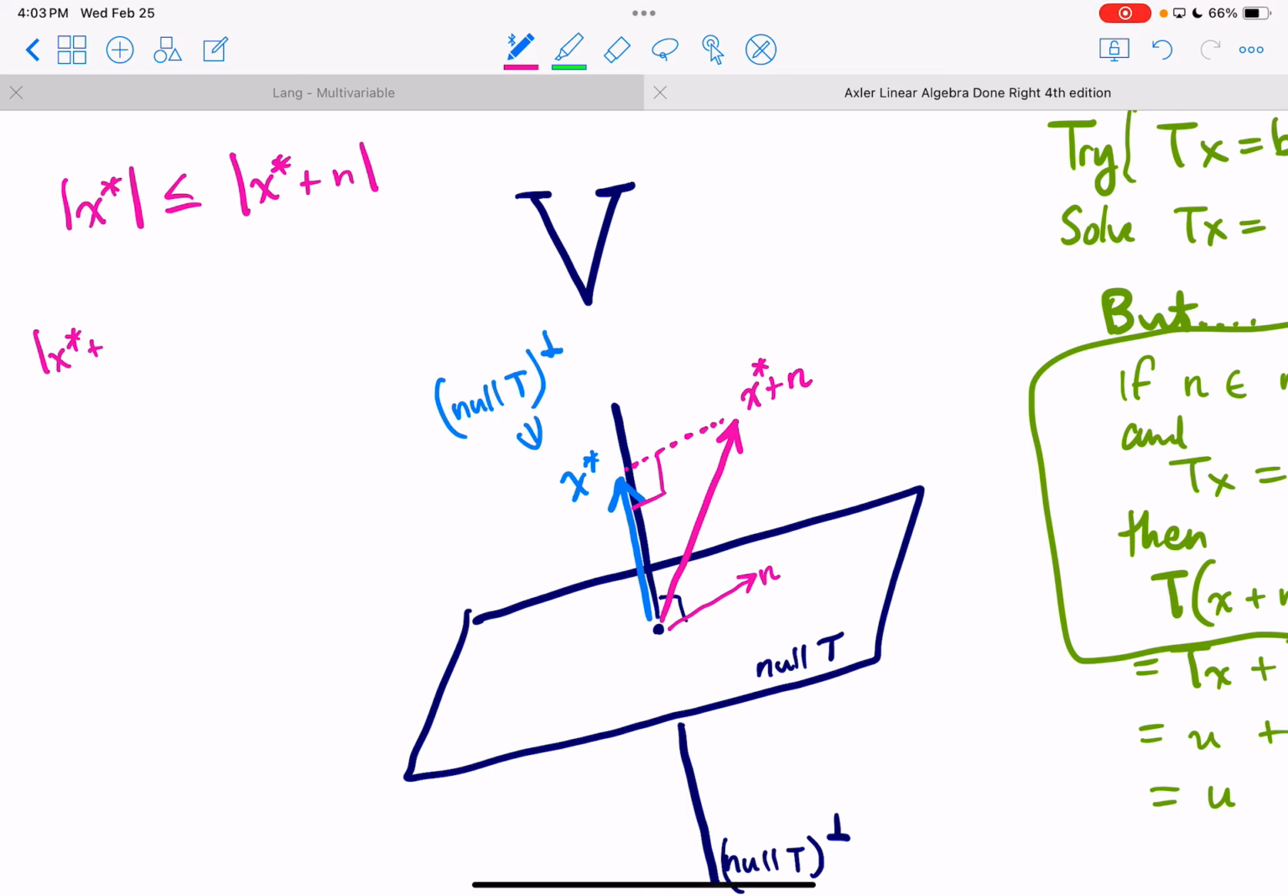X star plus n squared, that's the hypotenuse of this triangle. This is the n, and this is the x star. X star squared plus n squared. And that's Pythagorean theorem, and I can apply Pythagorean theorem because n is in the null space and x star is in the null space perp. They are 90 degrees to each other. So that really is a 90-degree angle that I drew. Why is this a 90-degree angle? Because I chose x star in the perp space. Otherwise it wouldn't be. So that's why.